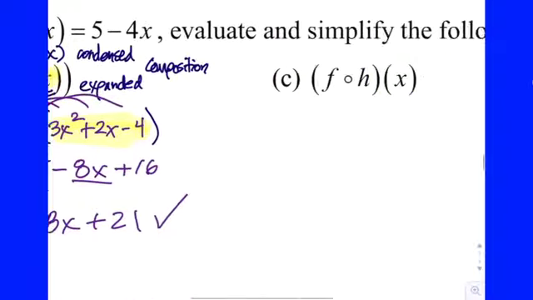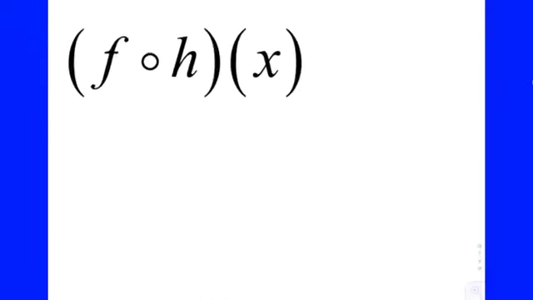Okay. Letter C. f of h of x. What does that say? How do we say that? F of h of x. Good. So this is a condensed version. So what should we do first?